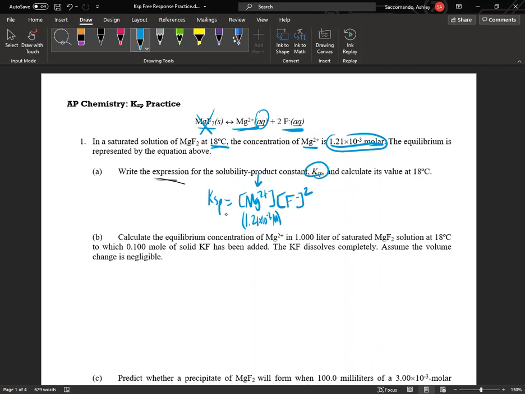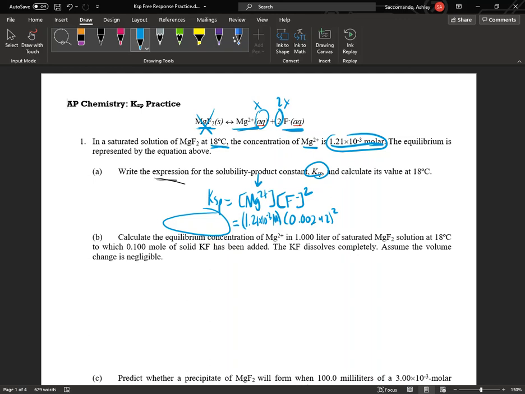How do I figure out how to calculate Ksp? If I know the concentration of magnesium, I also know the concentration of the fluoride. It's just double the magnesium, because every time this splits apart, you get one magnesium and two fluorides. So remember, this is x and this would be 2x. You would do the 1.21 times 10 to the minus 3 here, and you would double this concentration. So this is the doubled concentration, and then you would raise it to that power, and that's going to give you your Ksp value. All right, and we do need that for the next part.